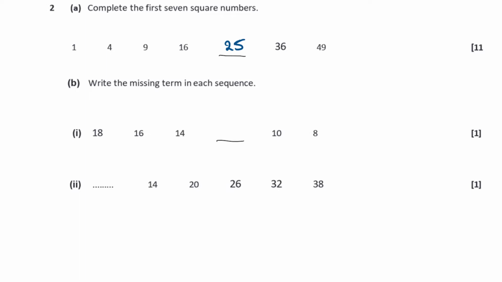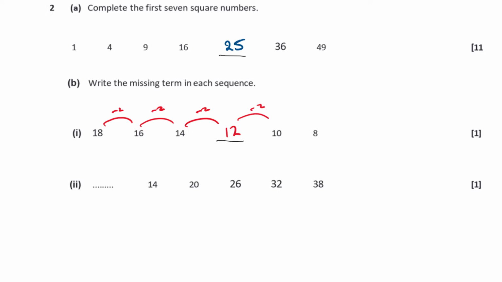Okay, part B says write the missing term in each sequence. 18, 16, 14, blank, 10, 8. Now, with sequences, the first thing to really look at is the difference. From 18 to 16, we're subtracting 2. From 16 to 14, we're subtracting 2. You seen the pattern yet? I'm guessing we're subtracting 2 again. 14 subtract 2 would be 12. Just check that works. 12 subtract 2 is 10, so that does seem to work, doesn't it? So I think it's 12.